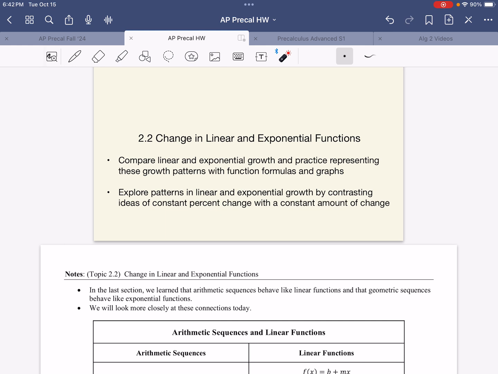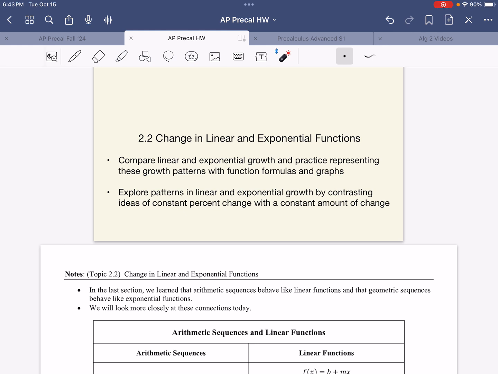So here are the goals for the lesson, and we can see if we accomplish them by the end. So our goal is to compare linear and exponential growth and practice representing these growth patterns with function formulas and graphs. I'm going to be honest, we're going to use more of the function formulas today, and the graphs are coming, especially exponential graphs. Next week we're testing over 2.1, 2.2, but in the upcoming unit, we will be talking about graphing exponential functions a lot more.